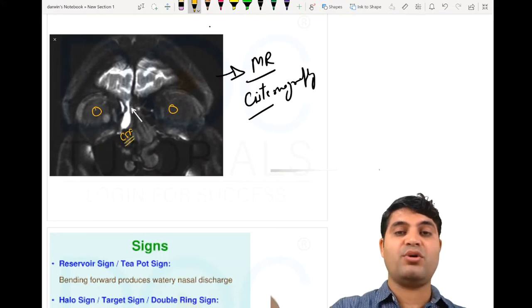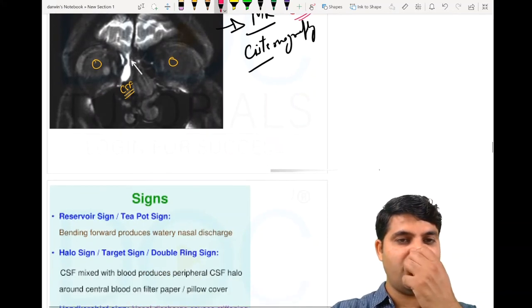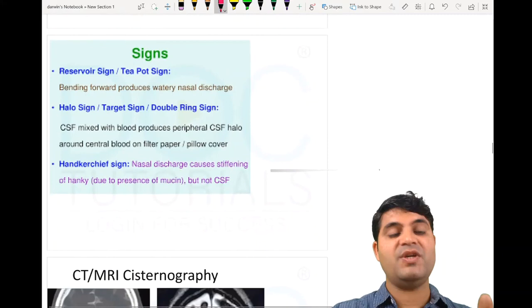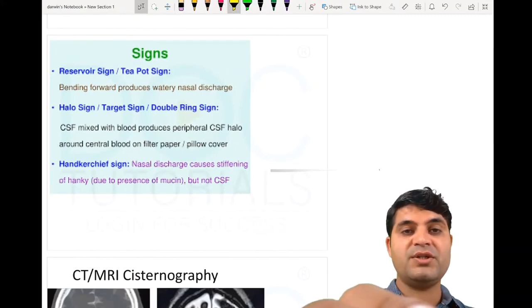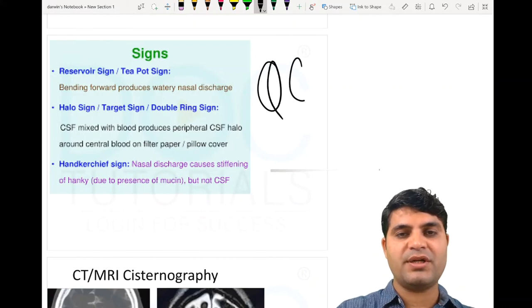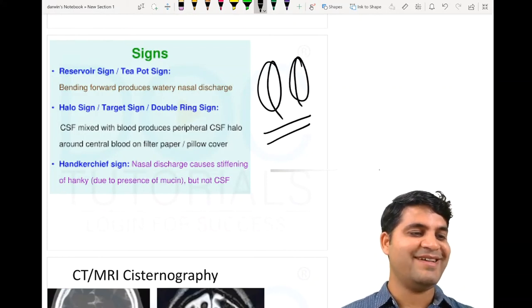So MR cysternography, remember, is a very useful investigation in case of CSF rhinorrhea. And let me revise for you, these are important signs: halo sign, reservoir sign, handkerchief sign. So these are important signs in CSF rhinorrhea.